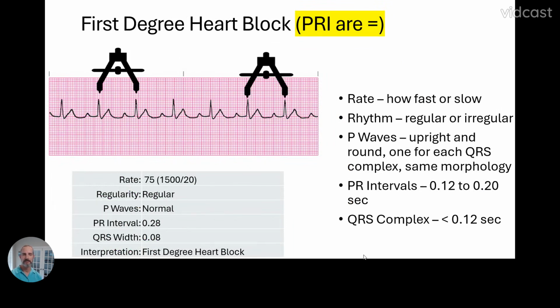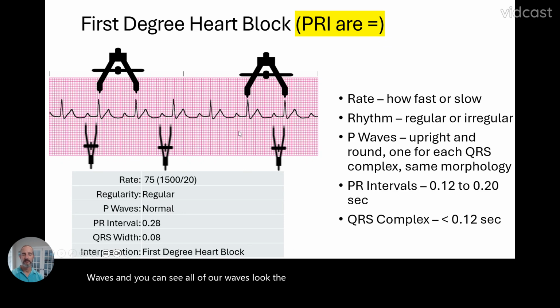All right, so let's measure our distances going across from R to R. They are identical all the way across this. We got a couple of calipers there, but if we added a few more, you would see that they're all about 20 boxes apart, giving us a rate of 75, and it's regular. So next we get into our P waves, and you can see all of our P waves look the same. They are of the same morphology, okay? But the PR interval, which is measured here with these calipers, if I had those before each one, they are all the same as well. So we have normal P waves, but we have long PR intervals, all right?